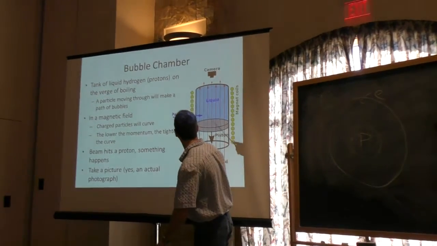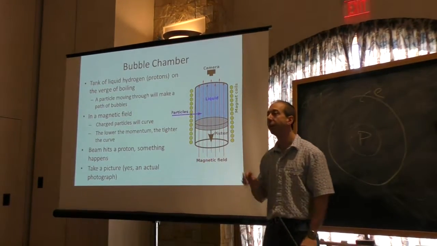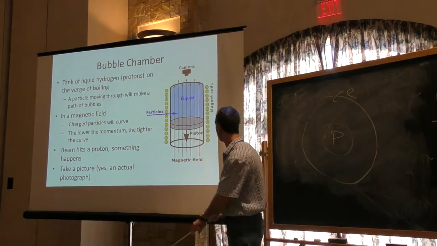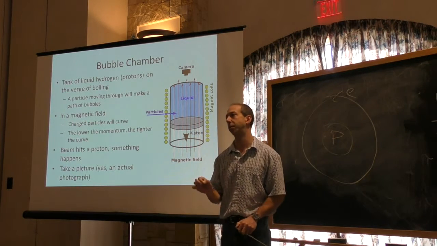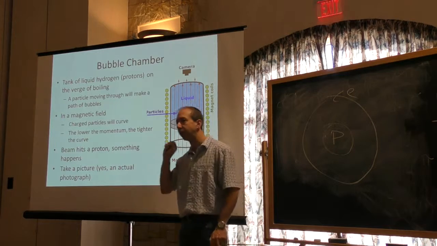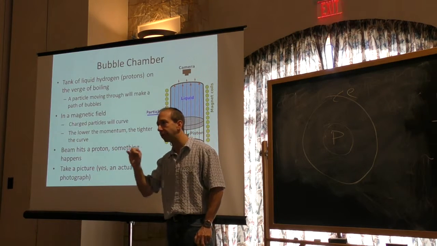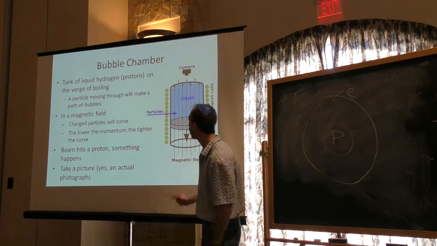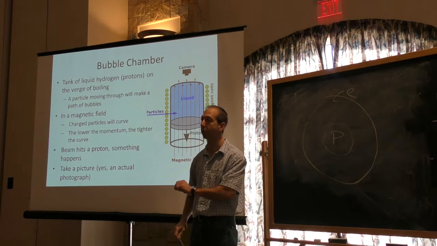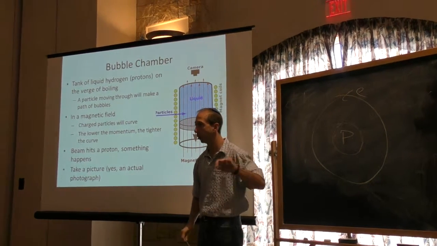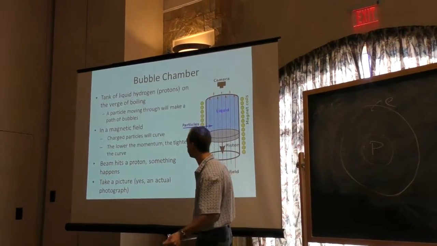So I have this tank of liquid. The liquid I keep, through just old style physics with a piston, right at the verge of boil, just about to boil. So if anything goes in there, if I get any energy out, it's going to start boiling. It's going to start making little bubbles as it goes through. So I'll get a path of bubbles from any charged particle that moves through. If it's not charged, it won't do that. There won't be any interaction there.